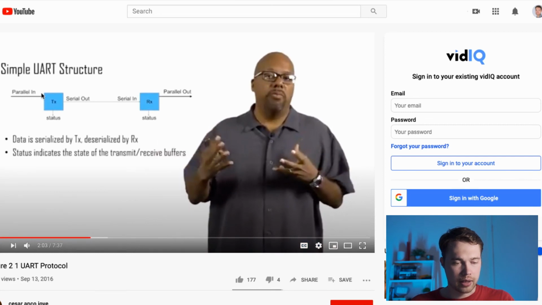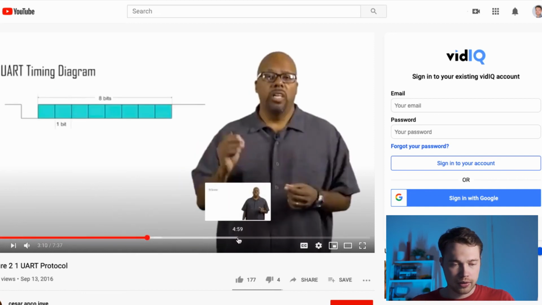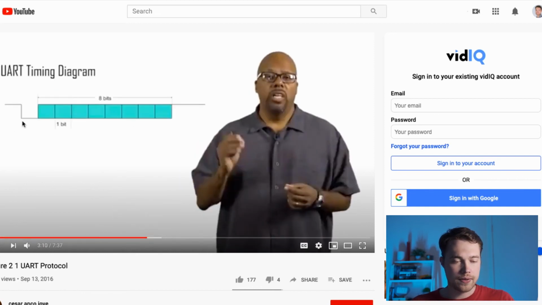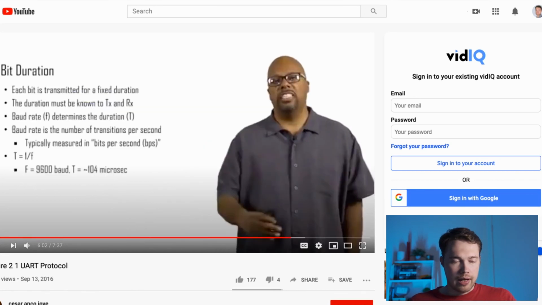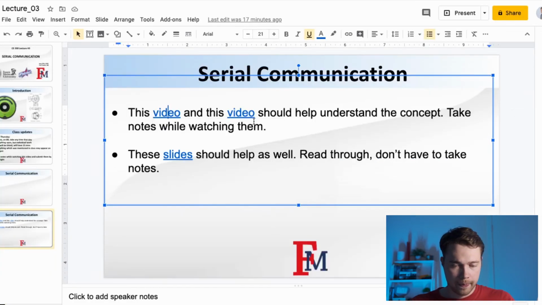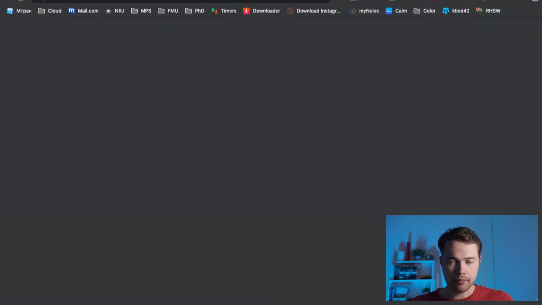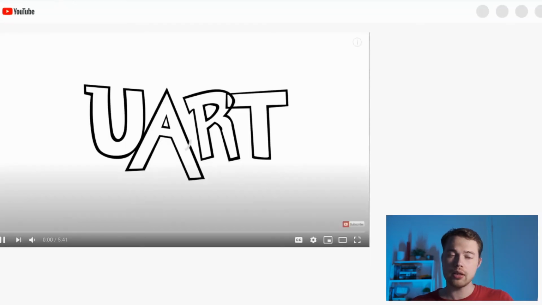So basically parallel in, parallel out, status like TX, RX. TX stands for transmitting, RX stands for receiving, okay? And then you have serial in, serial out. Yeah, so he's going to talk about that. 8 bits, you see that. So UART transfers data in bytes. Okay, and in this video, they're basically talking about the same thing in slightly different words.